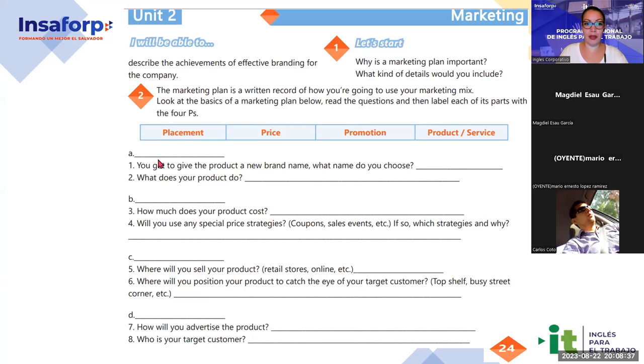Okay, what do you have in letter A? Is that placement, price, promotion, or is it product or service? Product service. Excellent. Thank you so much, Maria. That is product service. And letter B, you already said price. It's correct. Letter C? Placement. Excellent. And finally, letter D? Promotion. That is correct. Excellent. Thank you so much, Maria, for providing us with the answers.